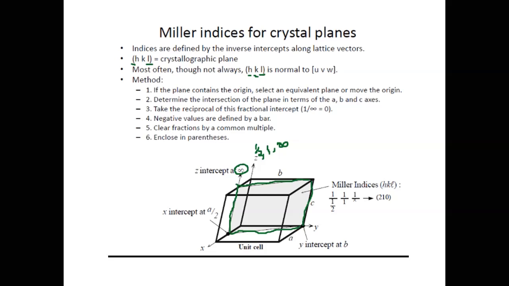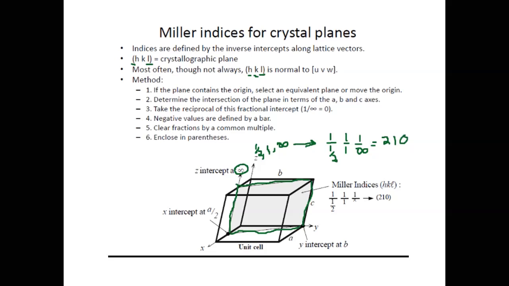So then what you do is you take the reciprocal of these fractional intercepts. So we get 1 divided by 1/2, 1 over 1, and 1 over infinity. And so this becomes 2, 1, 0.